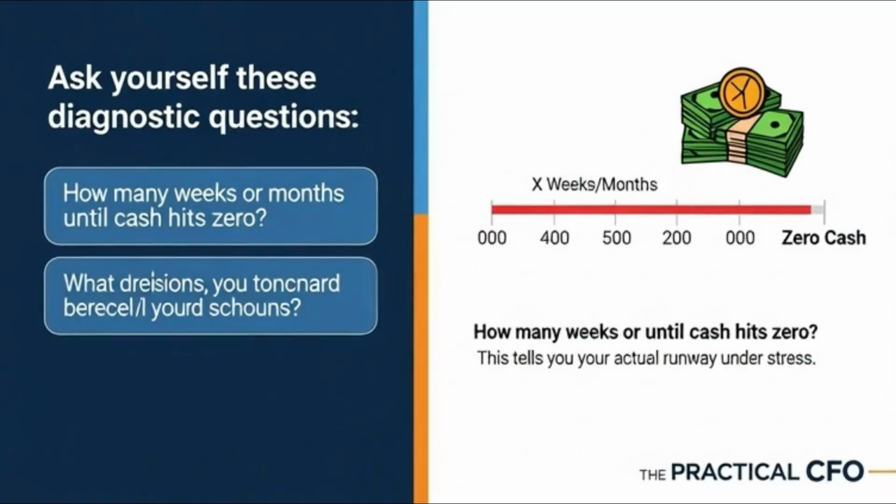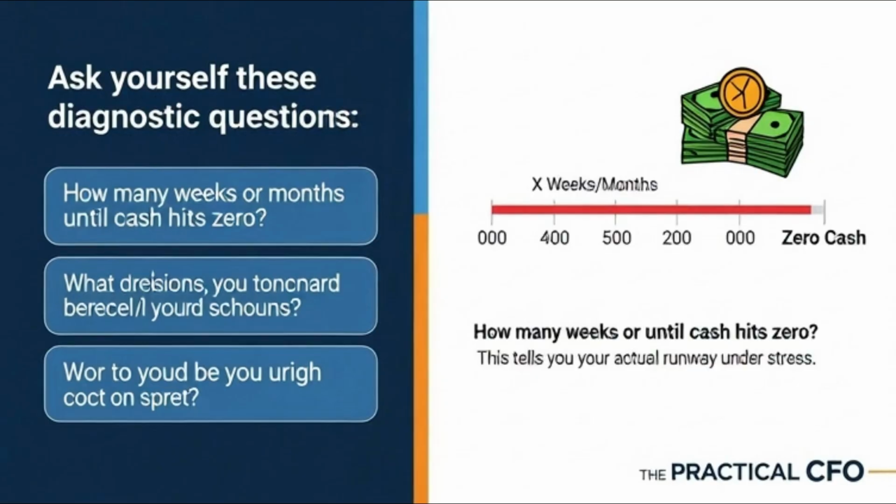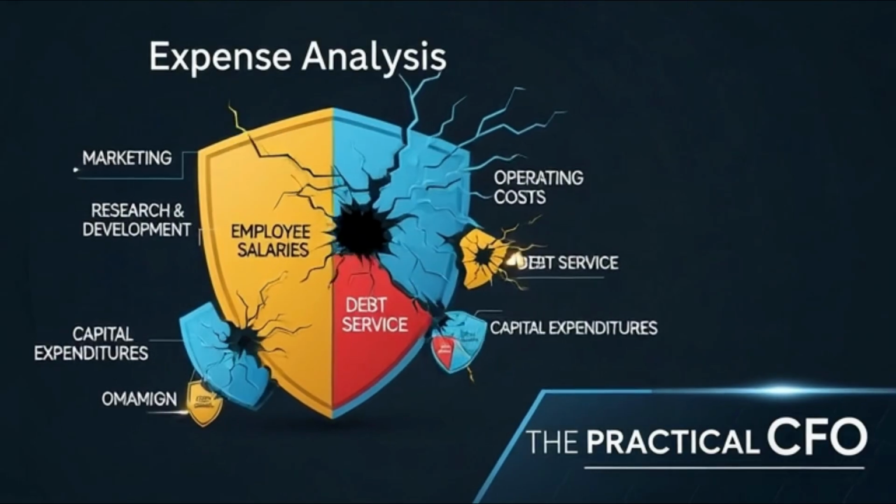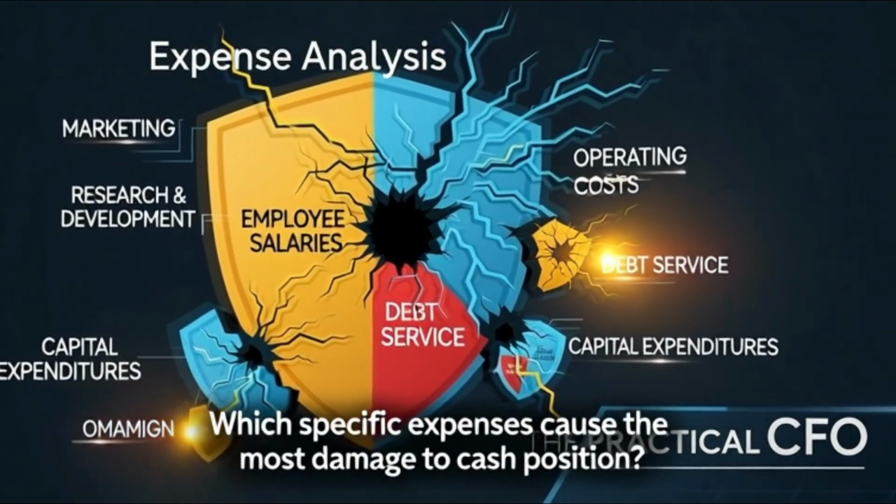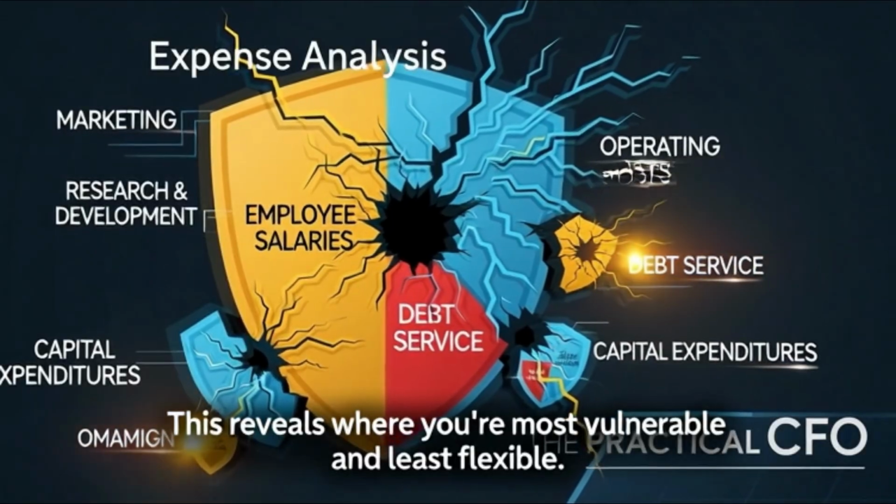Ask yourself these diagnostic questions. How many weeks or months until cash hits zero? This tells you your actual runway under stress. Which specific expenses cause the most damage to cash position? This reveals where you're most vulnerable and least flexible.